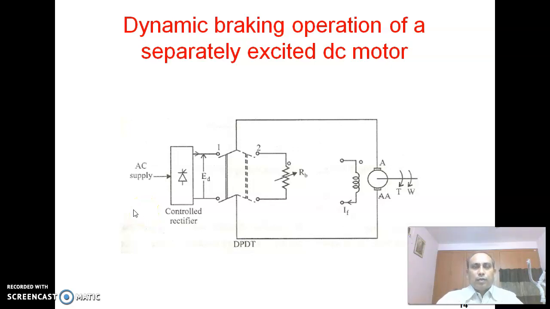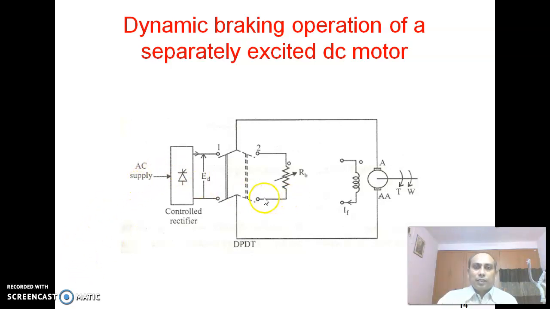So today we will discuss the dynamic braking operation of a separately excited DC motor. Last class we discussed the basics of the various types of braking, like dynamic braking, regenerative braking and plugging. Today we will see how these brakings can be done using power electronic switches. We will discuss them one by one.